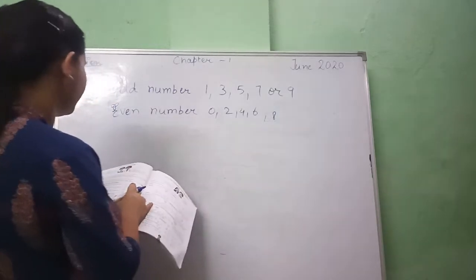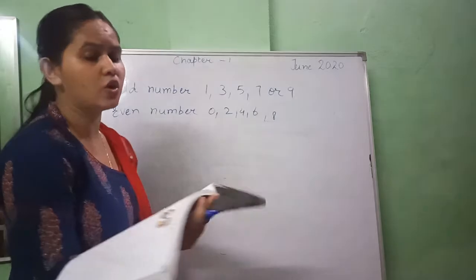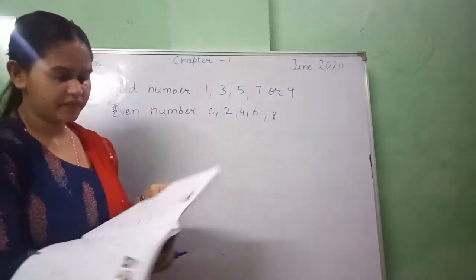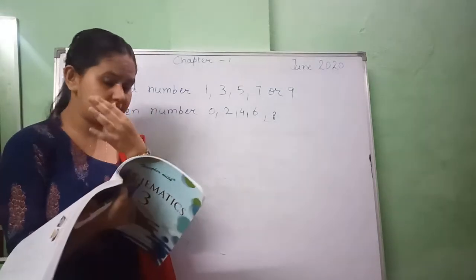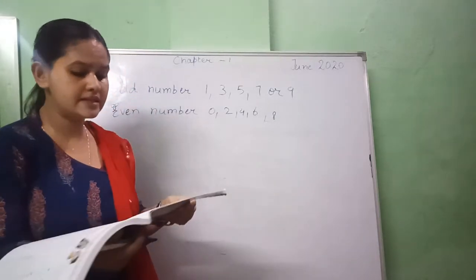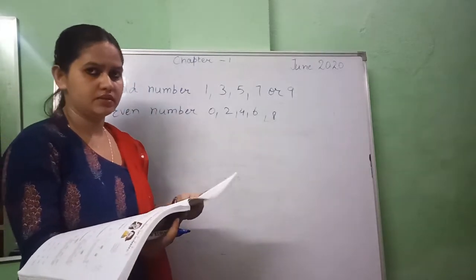Which one is called odd and even number? Yes, some facts are given in your book. You can look at your book, right? There is something written that the sum of 2 odd numbers is an even number, right?